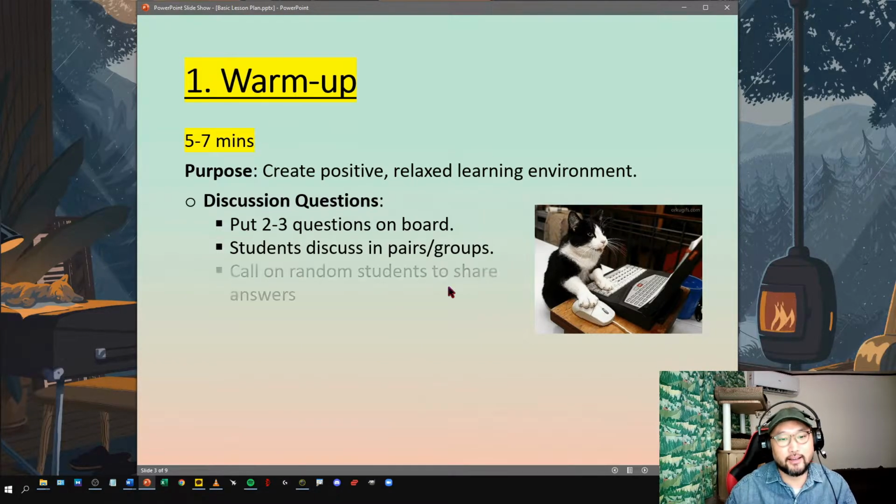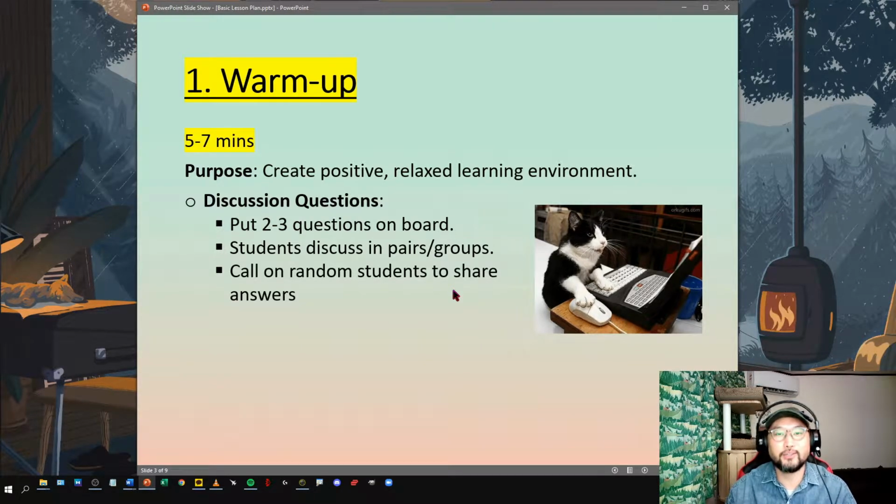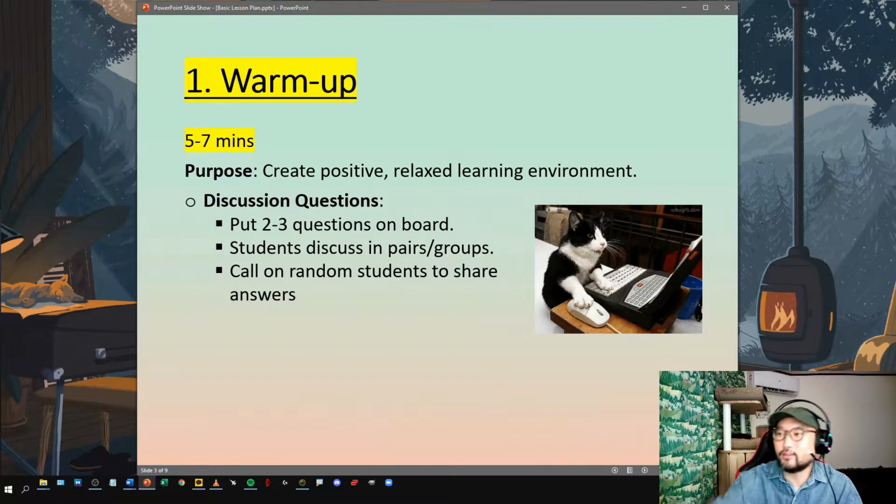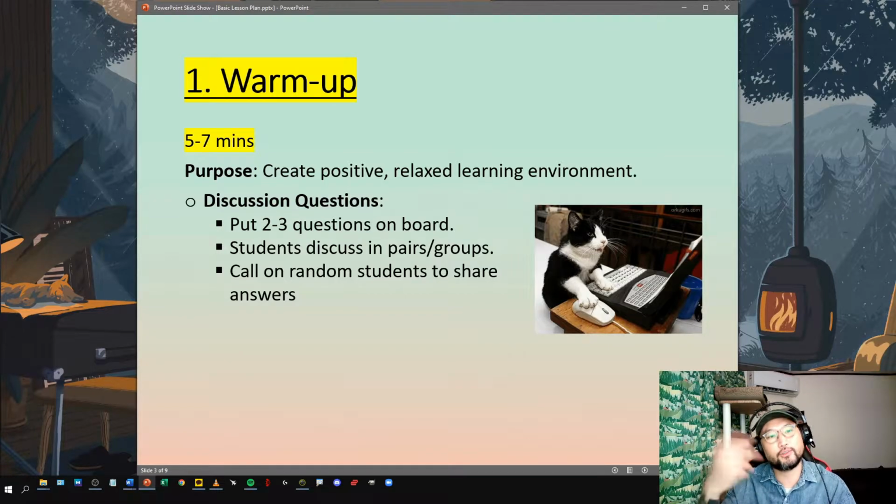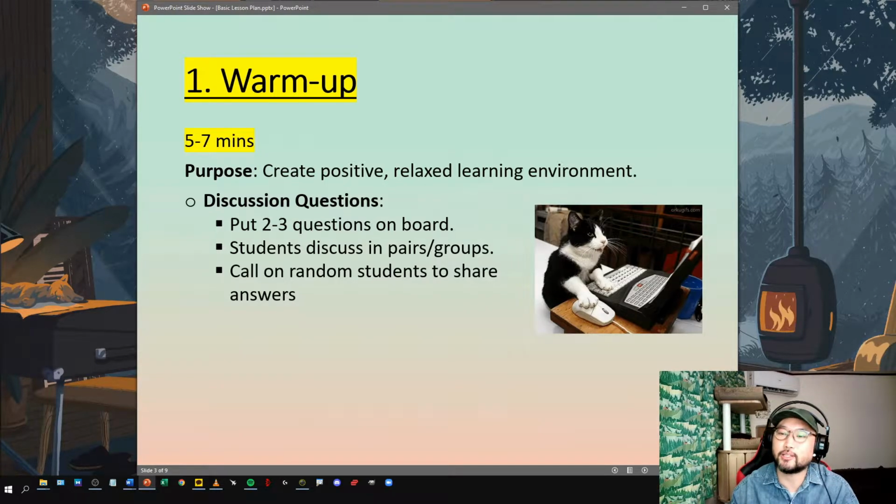And then at the end of that, what I'll do is I will call on random students to offer their responses. I'll say, hey, Ji-hoon, why don't you choose a question from the list? So they'll say, okay, I choose question 2. All right, go ahead and share your answer with the class. So we'll do something like that at the end of this activity.